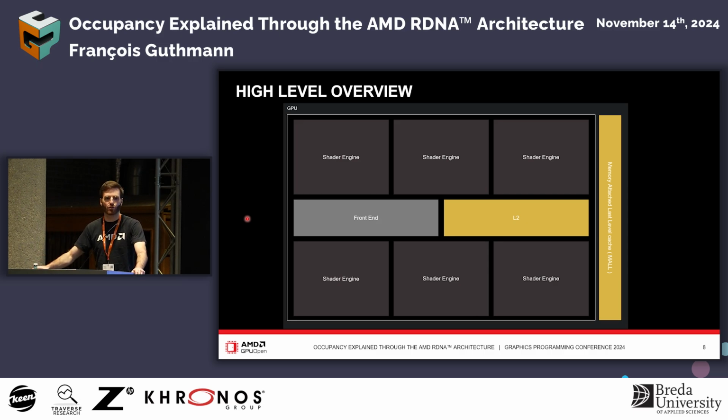This is like the brain of the GPU. This is the thing that receives commands from the CPU, parses them, and programs the rest of the GPU to execute your workloads. We can also see two yellow blocks, the L2 cache and the MALL cache, which stands for memory attached last level of cache.